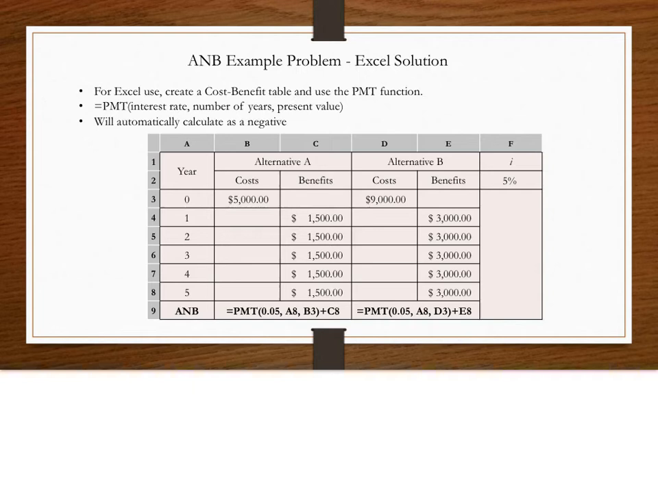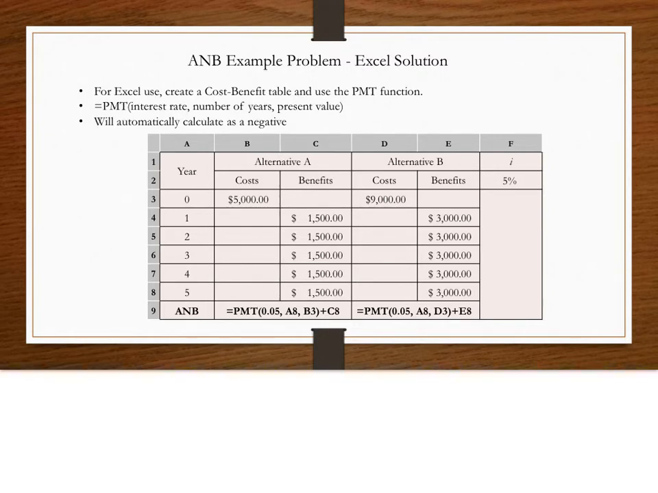Next, we select the cell containing the capital cost that we are converting into an equivalent annual series. For alternative A, we're selecting B3, and for alternative B, we are selecting D3. Now, for some reason, the PMT function automatically converts it to a negative. So make sure when you input the capital cost into Excel, you input it as a positive.